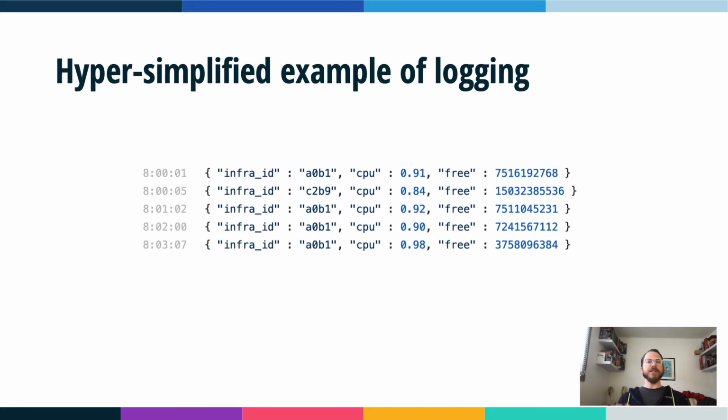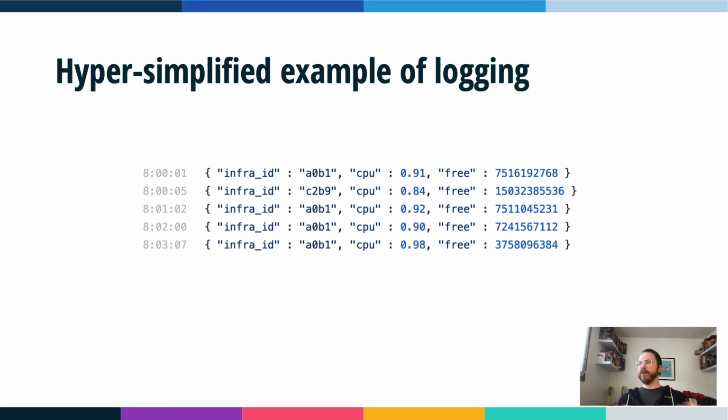And then we have these JSON pieces, and each one of these represents a log line. In this case, we're looking at infrastructure. So we have an ID for the infrastructure we're monitoring. This is just a made up example, but we'll see what we can do with it later. And we have a CPU value. This is maybe what percentage it's being used, from 0 to 1, representing a percentage. So 0.91 would be 91%.